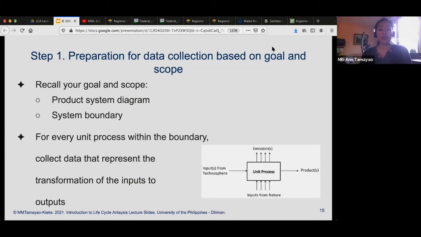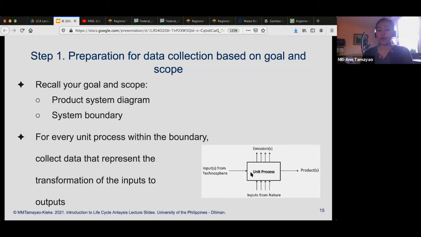So the first step, as I mentioned, is preparation for data collection based on goal and scope. Okay, so of course, again, recall your goal and scope, your product system boundary, and of course your system boundary. Now, for every unit process within the boundary, you have to collect data that represents the transformation of the inputs to outputs. So you can use, of course, diagrams like this.